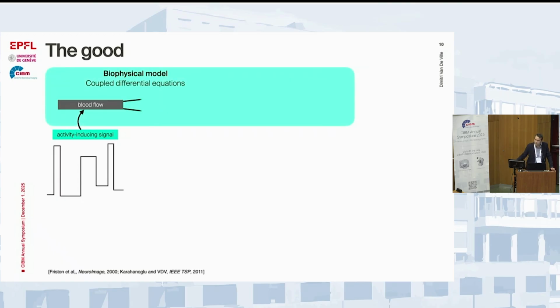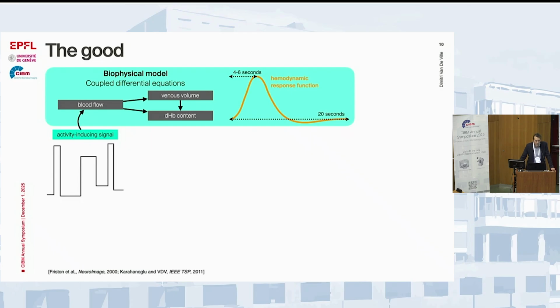Now, given that hypothetical activity, we know a lot about how that translates into the BOLD signal that we measure with fMRI. In particular, there are known biophysical models, which are coupled differential equations, which tell us how blood flow links to volume, links to deoxygenated hemoglobin, and explain in the end the so-called hemodynamic response function, which we saw already a couple of times today. This is a very sluggish function that takes 4 to 6 seconds to peak, and then about 10 seconds more before it goes back to baseline.